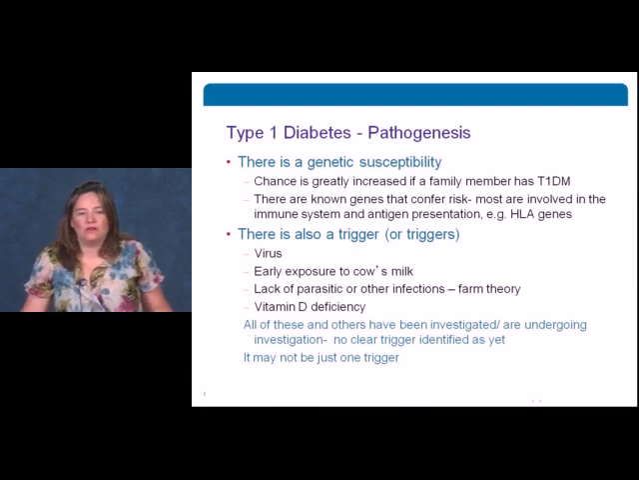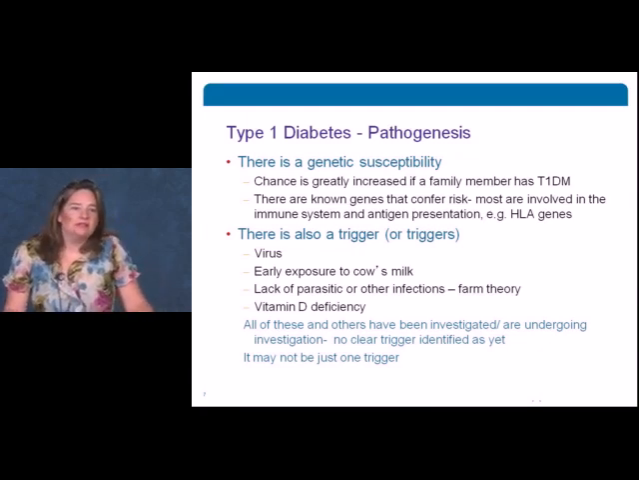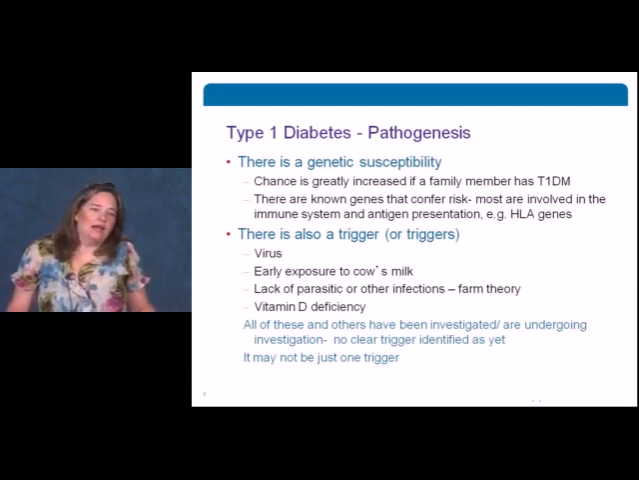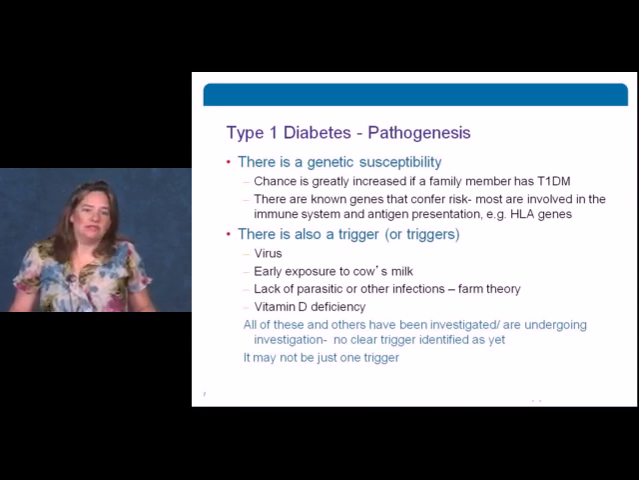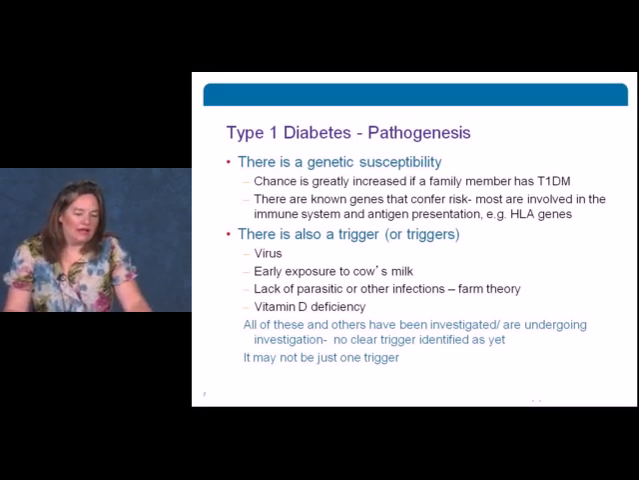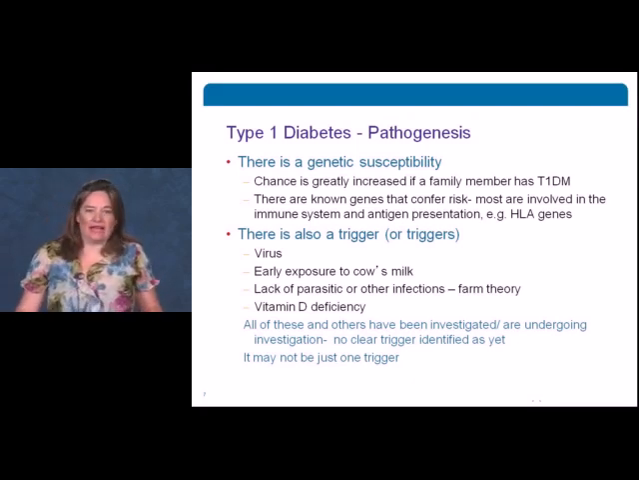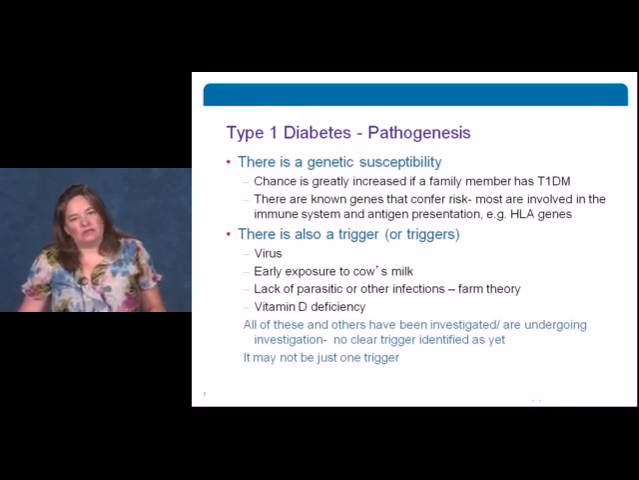So what are the triggers? This is not an exhaustive list, but it's some that are being actively studied. A virus, early exposure to cow's milk, lack of parasitic or other infections, which would be the farm theory, and vitamin D deficiency. There hasn't been a slam dunk link to any of these, but they're all currently under investigation. I want to highlight them a bit because when your patients are diagnosed, they're going to have them at the top of their mind.